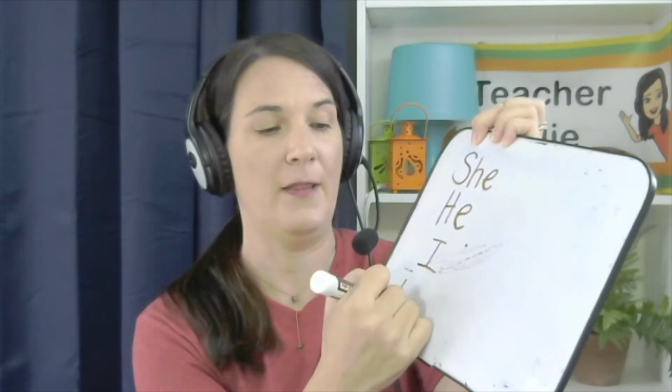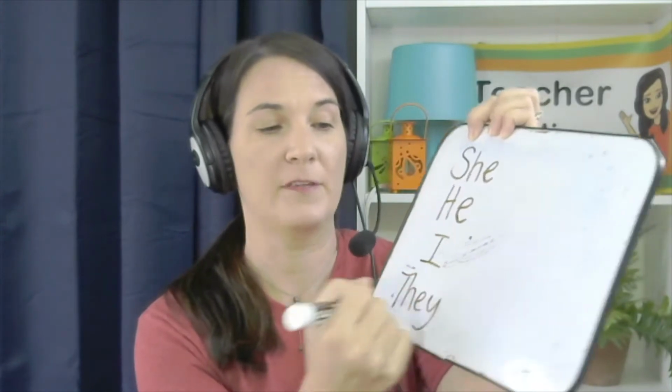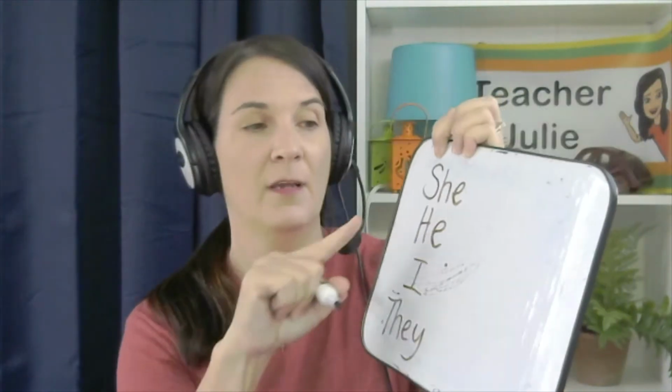Again, this is a very difficult skill for a lower level student. A beginning English student has a hard time conjugating fly and flies. So what I would do is make a chart on my whiteboard with she, he, I, and they. Because those are the ones you're using in this lesson.